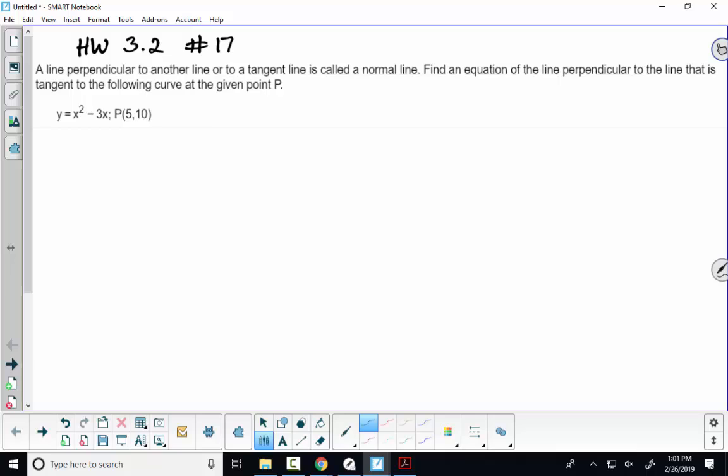So 3.2, number 17. This is asking us to come up with an equation of a normal line, and it says a normal line is perpendicular to another line or a tangent line. So the process here is to find the equation of the tangent line, and then to find the normal line, we have to describe the line that is perpendicular to our tangent line.